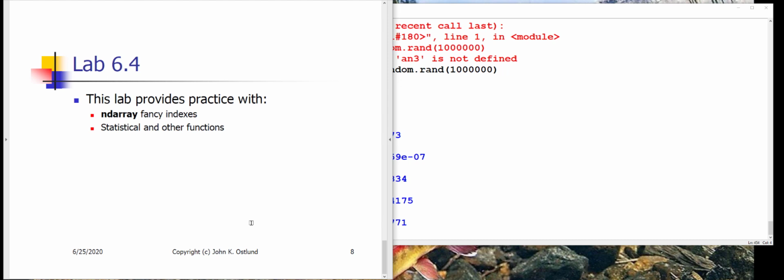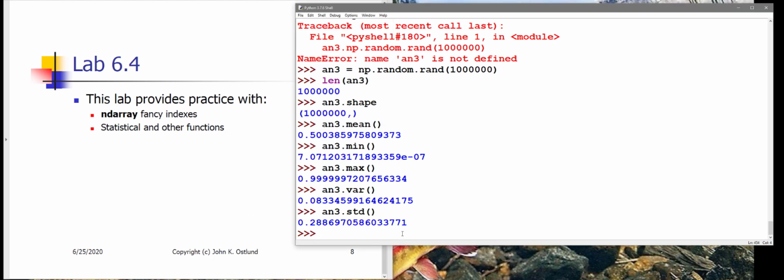Okay, so that is a very quick look at another of the random number generators, this time generating random numbers from a uniform distribution rather than a normal distribution, and a few of the simple statistical functions: mean, min, max, variance, standard deviation. I did want to take a look back at our medical data that was in this.